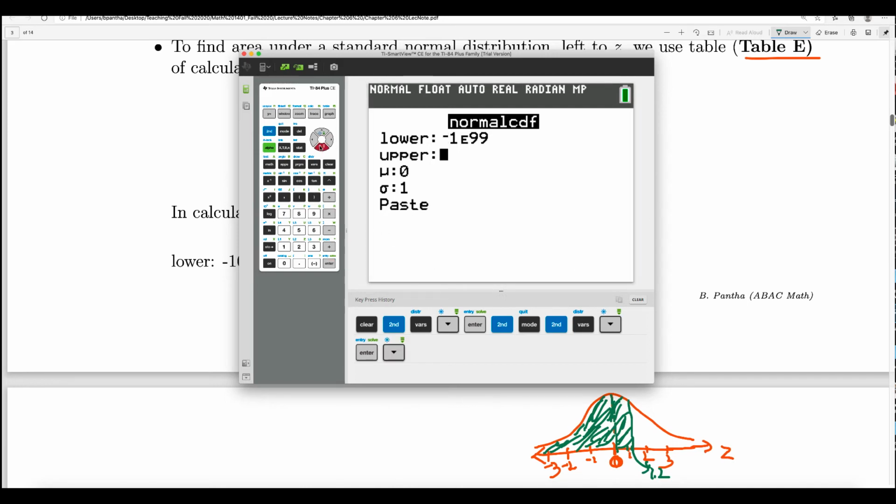Okay. Upper bound. What is the upper bound? Upper bound is the right bound here, right? So upper bound is 1.2. Type 1.2 there. And what is the mean? Mean is 0, sigma is 1. This is the default value.